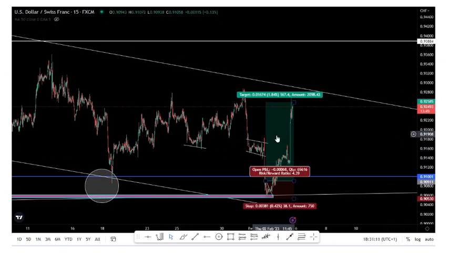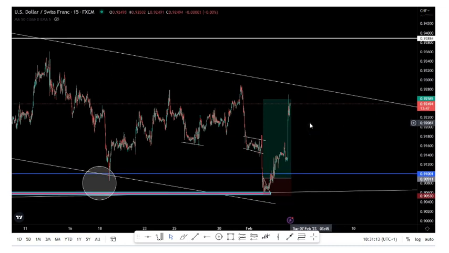So as I promised you guys that I will be bringing back the outcome of these trades, right?